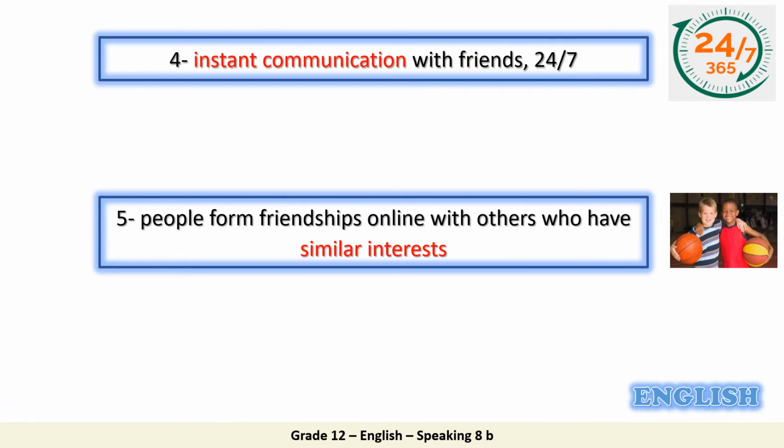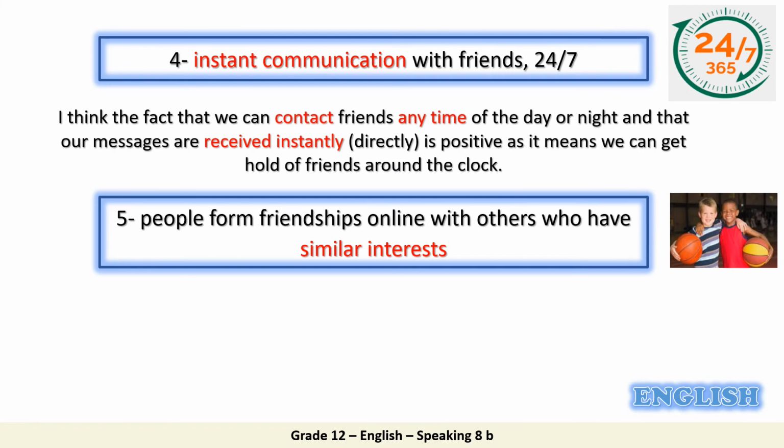Again, please take time to work on these last 2 points and then come to this model. As for number 4, instant communication with friends 24/7. Some may say, I think the fact that we can contact friends any time of the day or night and that our messages are received instantly, which means directly, is positive, as it means we can get hold of friends around the clock. As for number 5, people form friendships online with others who have similar interests, right?